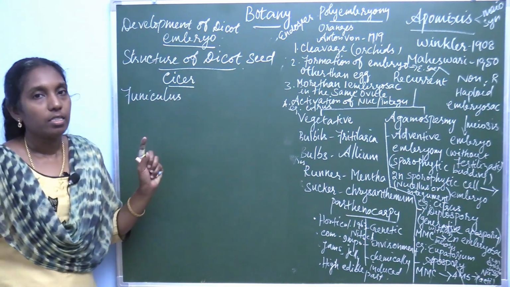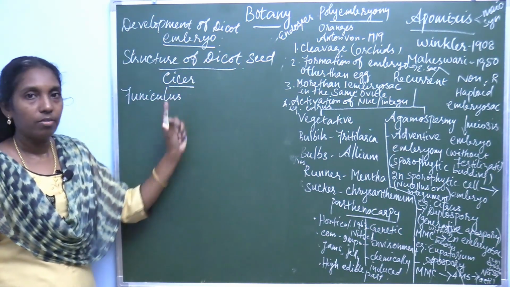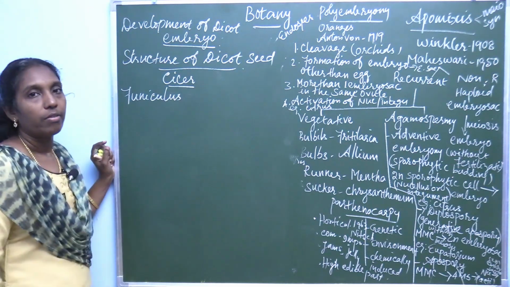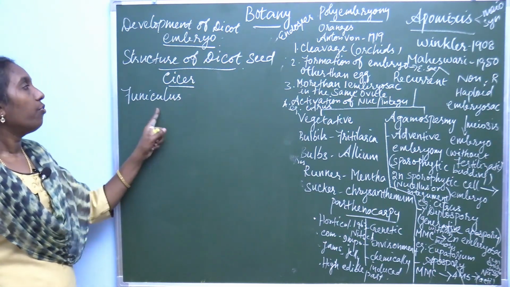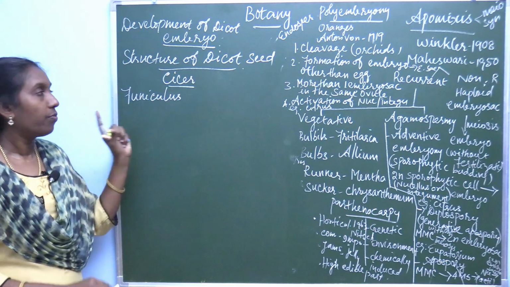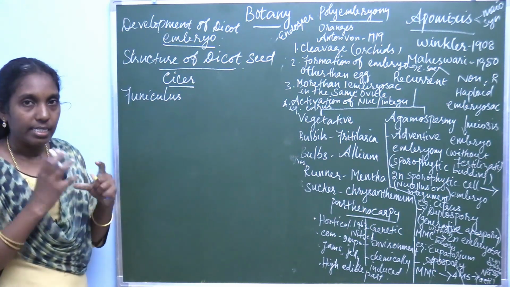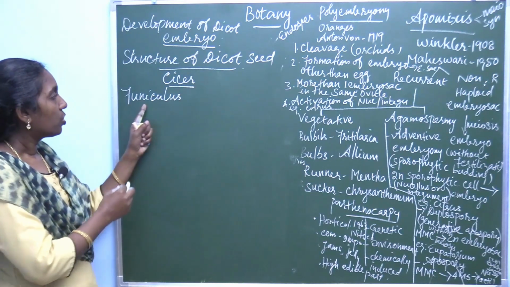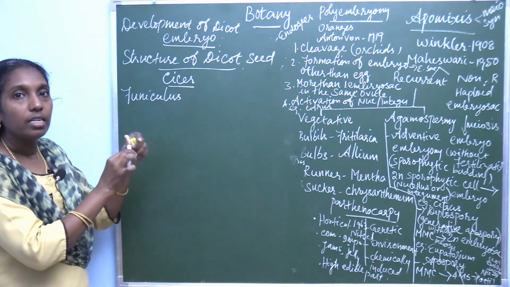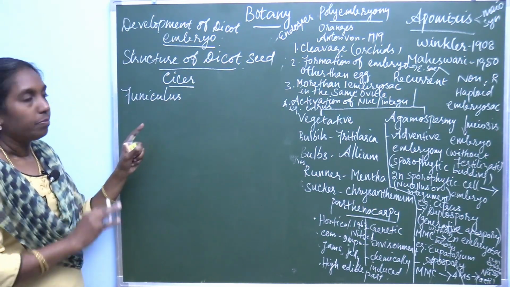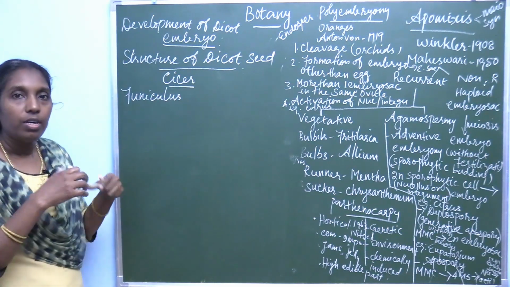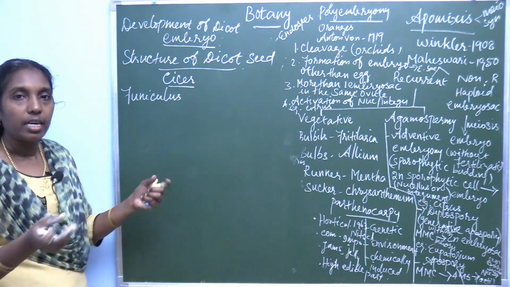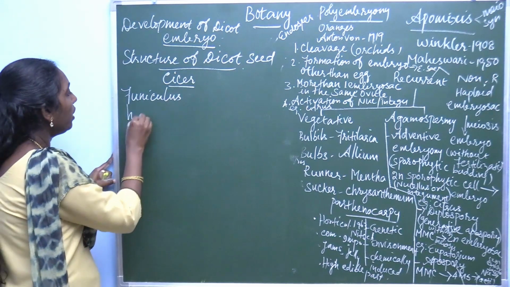So, first part, this is the 5 mark question, you learn very clearly. All the terms are very important for 2 mark. Funiculus: the stalk which attaches the seed to the fruit wall. When this funiculus disappears, it leaves a scar called hilum.